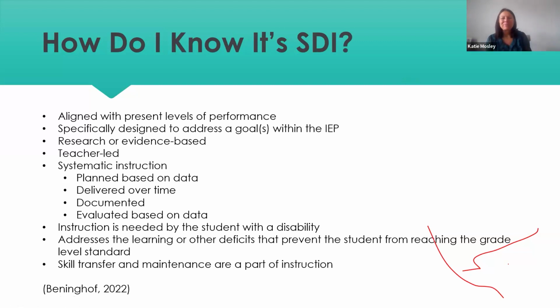You are good. All right. So some questions you can ask yourself, and I guess this is another great segue from that question into how do I know it's SDI? As we're looking at that, the first thing we want to look at is the student's present levels of performance. Those have to match up, those have to be aligned. And that SDI has to address a goal within that student's IEP. So it's just another important piece that we need to keep in mind.